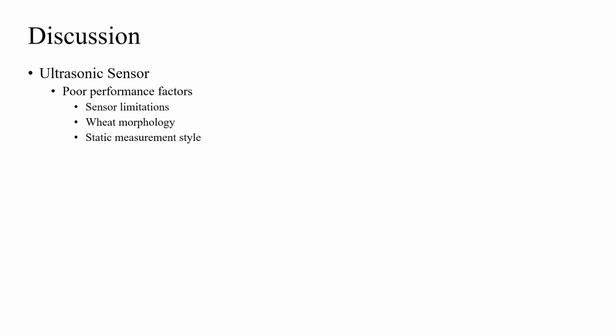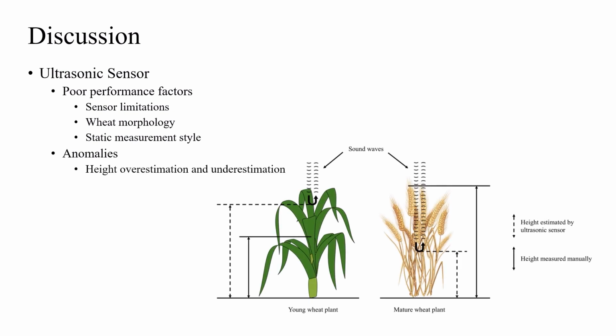Because of our static measurement style, the ultrasonic sensors were only able to sample a small area within each plot, about 0.05 square meters, assuming a 1 meter distance between sensor and weed canopy, which could lead to biased height estimations due to within plot height variation. A few ultrasonic sensor height estimation anomalies were observed in the study. First was the height over and underestimation, which is illustrated by this figure.